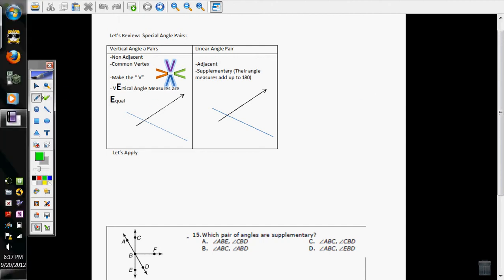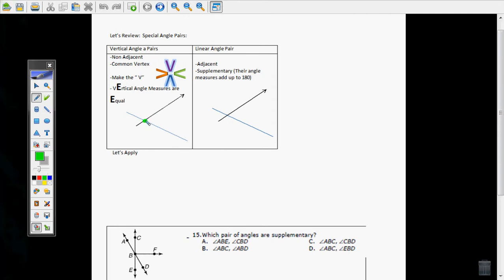Before we jump into doing the rest of the problems, I want to review some special angle pairs so that we can identify them and apply those theorems that go with them. First type of angles we're going to look at is vertical angle pairs. What do we know about vertical angle pairs? They have a common vertex.